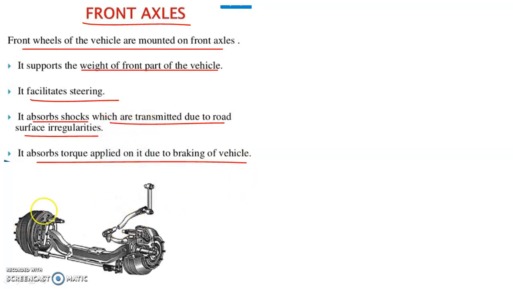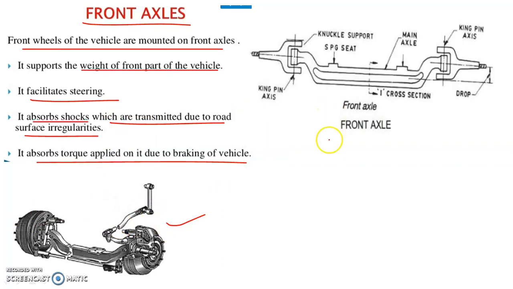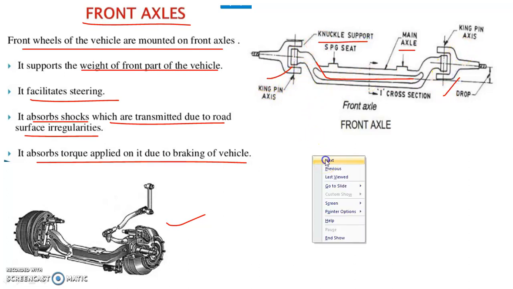This is a sketch or a picture of the front axle. This is another sketch of the front axle. You will see here the main axle, the front axle, and there is a knuckle support on both sides, here also and here also, left and right hand side.